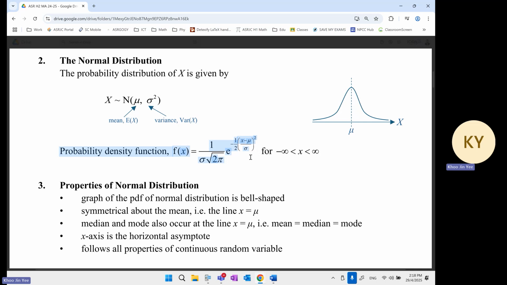Now the description of this normal distribution would be X following a normal distribution over here. The two inputs that we need are the mean and the variance. Mean would be mu, variance would be sigma squared. So this is the notation that we have for the normal distribution. Now some properties of the normal distribution. This graph is bell-shaped, symmetrical about the mean. So this is a symmetrical graph. If it's asymmetric, it will be another distribution already.